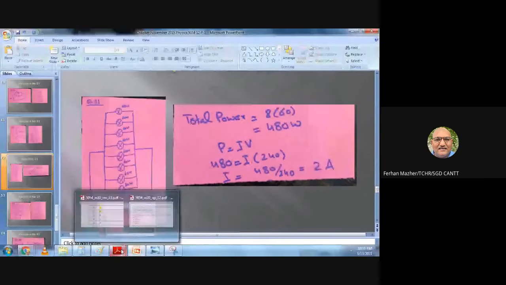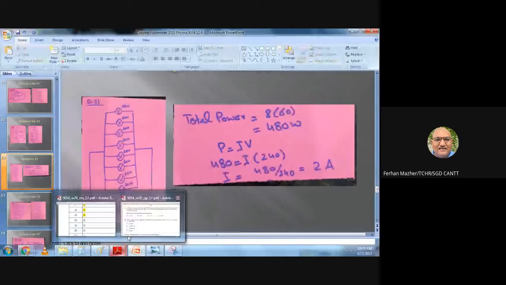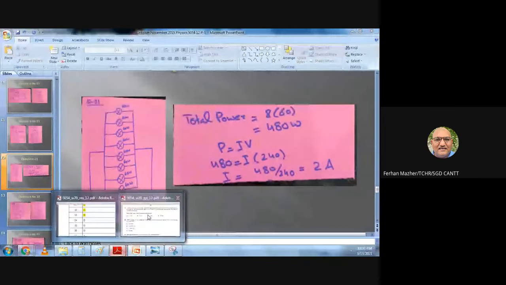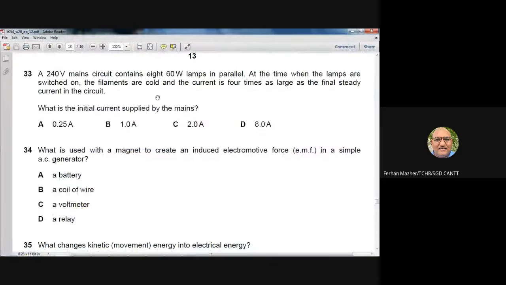At that moment, whatever will be the current at the start was 4 times more than this. Let me show you these sentences. Let me read this sentence again. At the time when the lamps are switched on, the filaments are cold and the current is 4 times as large as the final steady current in the circuit.